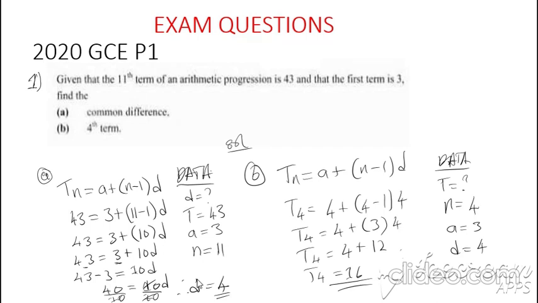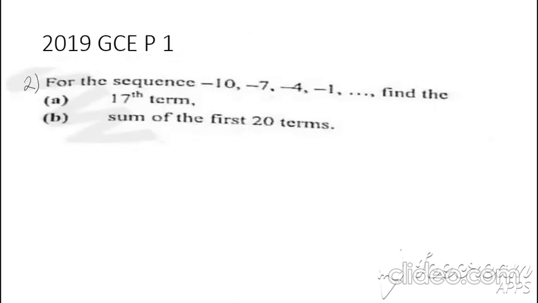So let's do the second one for 2019. This is a question that came in the 2019 GCE paper 1. It says for the sequence -10, -7, -4, -1, find the 17th term. So how can you find the 17th term here? First, you need to come up with your data, which is very important. And before the data, first you need to come up with the formula.